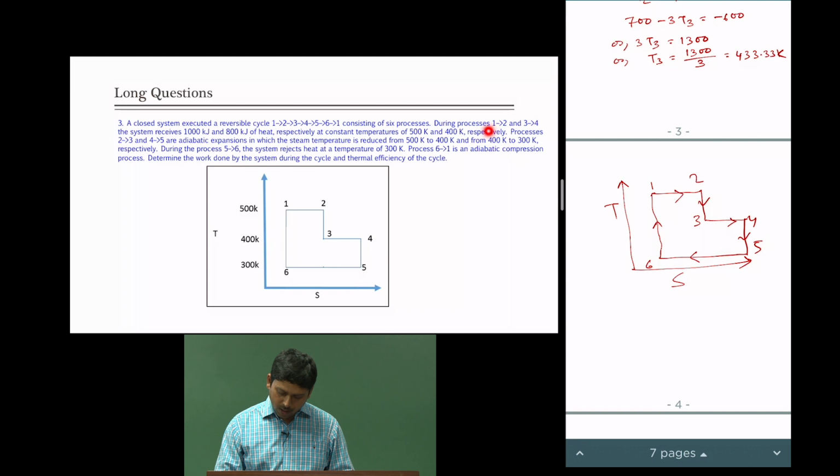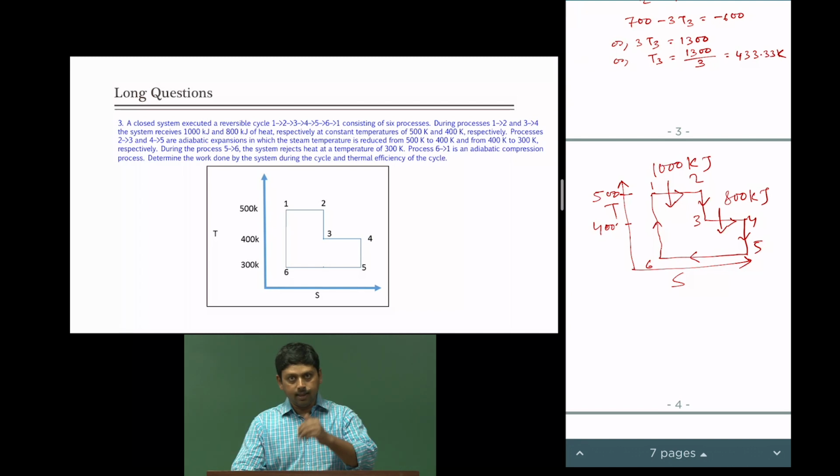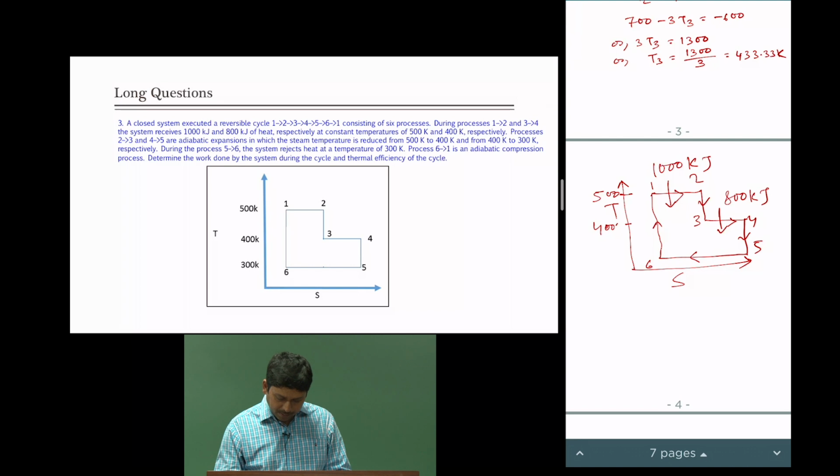consisting of 6 processes. During process 1, 2 and 3, 4, the system receives 1000 kilojoule and 800 kilojoule heat at a constant temperature of 500 and 400 Kelvin respectively. Processes 2, 3 and 4, 5 are adiabatic, because there is no entropy change as you can see, and the temperature is changing. Expansions in which the system temperature reduces from 500 to 400 and 400 to 300 respectively.